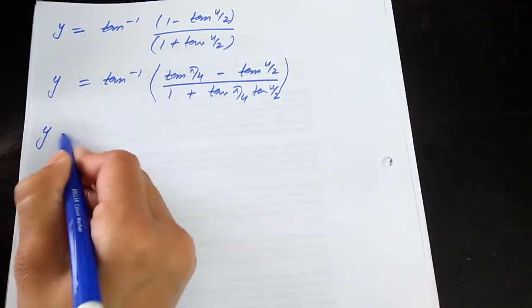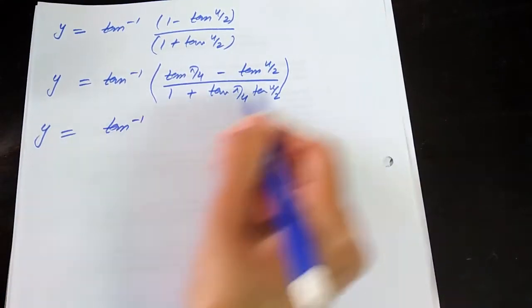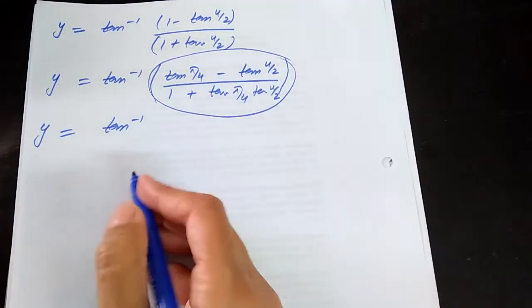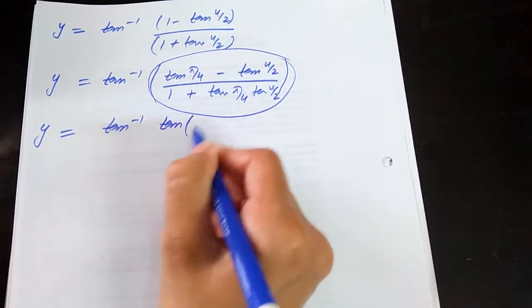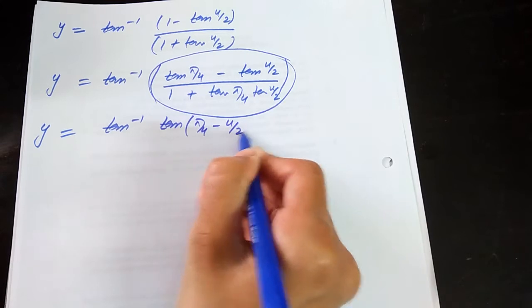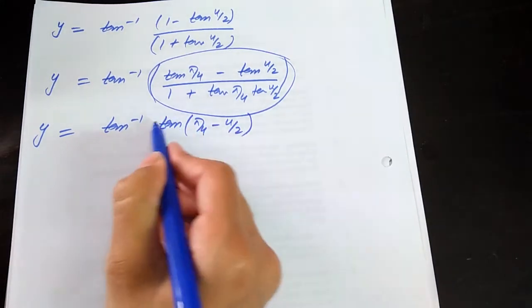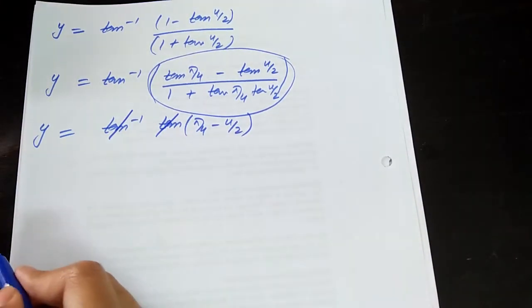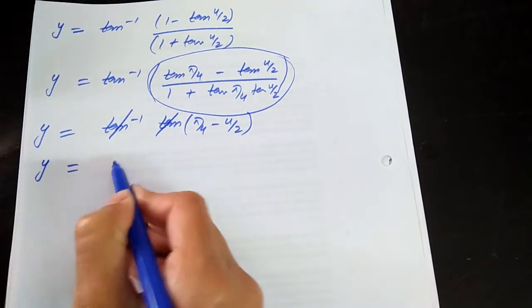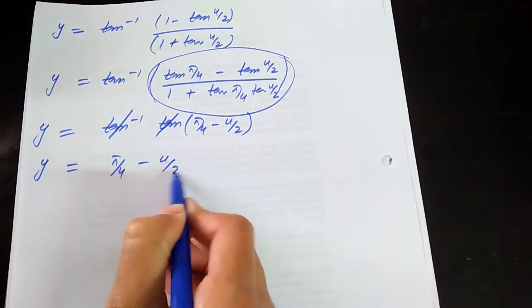So y will be equal to tangent inverse. Now this is the formula for tangent of pi by 4 minus u by 2. So now this tangent and tangent inverse can be cancelled out. So y will be equal to pi by 4 minus u by 2.